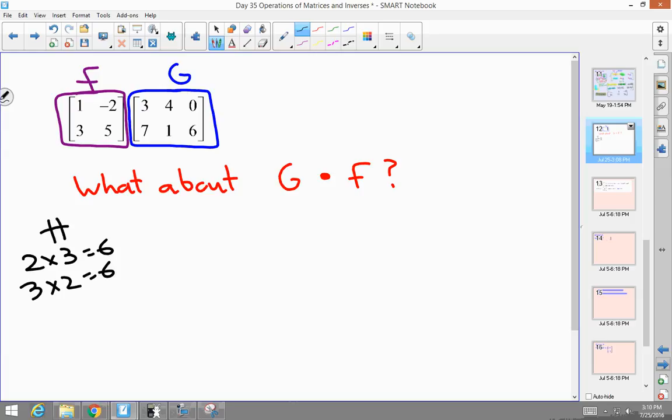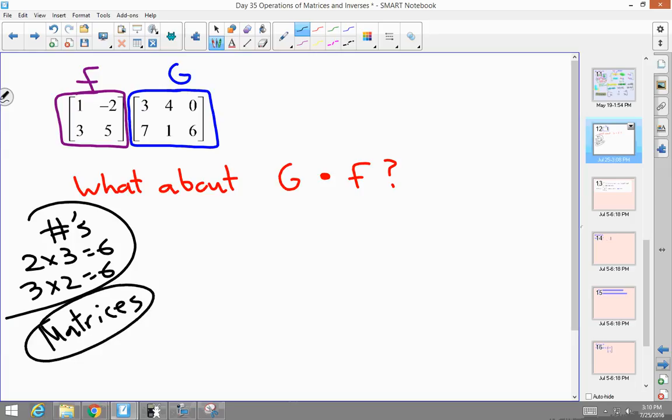But that's just numbers. The question is, what about matrices? And we already showed that you can't flip them and get the same answer. They seem to give different results on that 2x2 example that I showed you. But I want to show you how it won't match up.